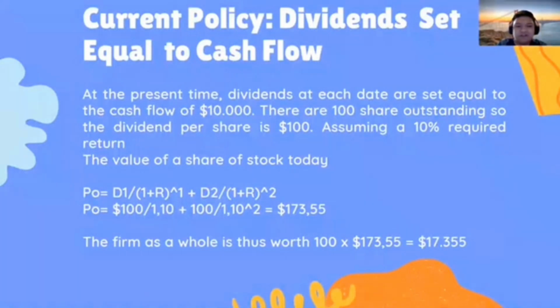Assuming a 10% required return, the value of a share of stock today will be, as we can see, the formula is D1 divided by 1 plus R to the power of 1, plus D2 divided by 1 plus R to the power of 2. And if we put in the numbers, we can see that the result will be 173.55. So the firm as a whole is thus worth 100 times 173.55, which results in 17,355.